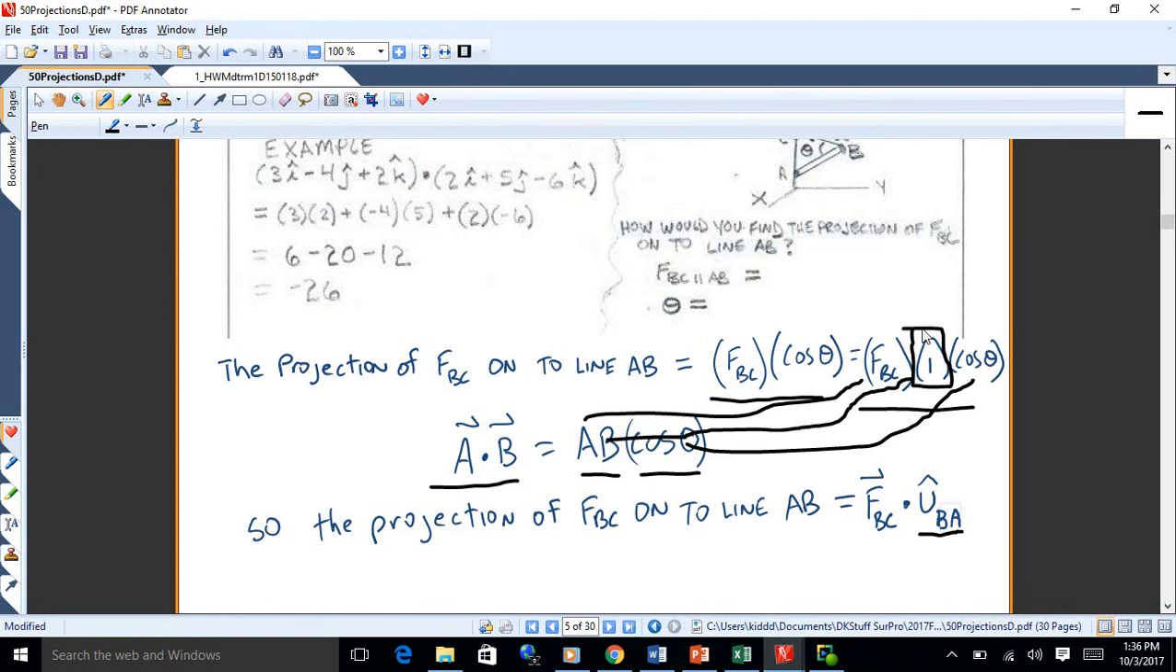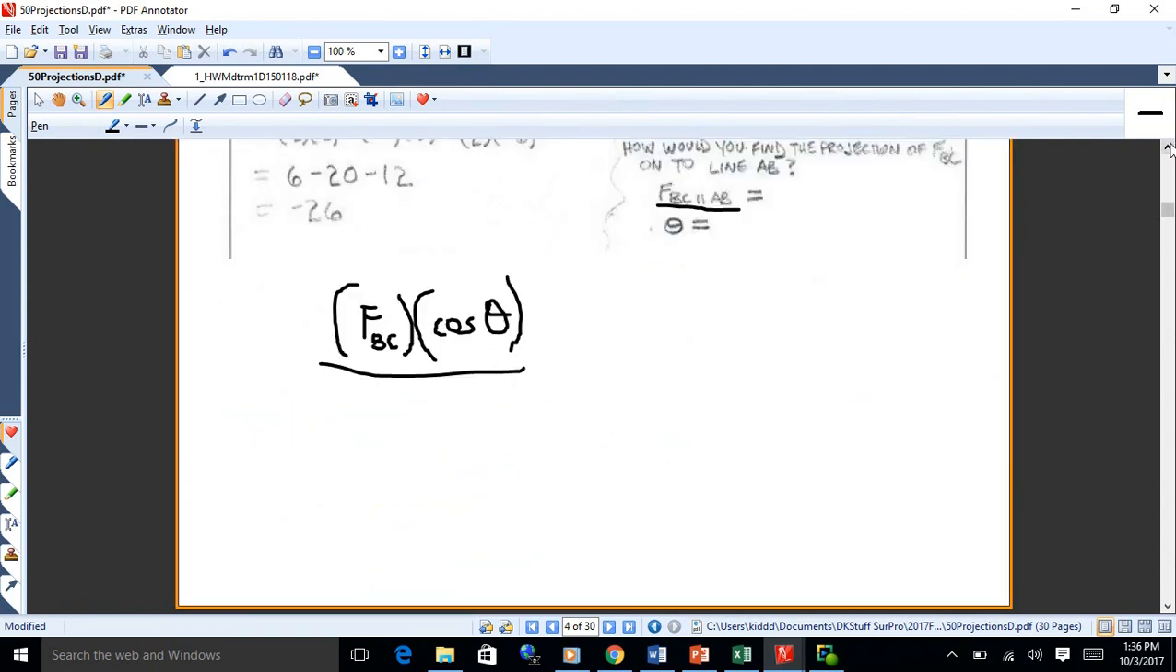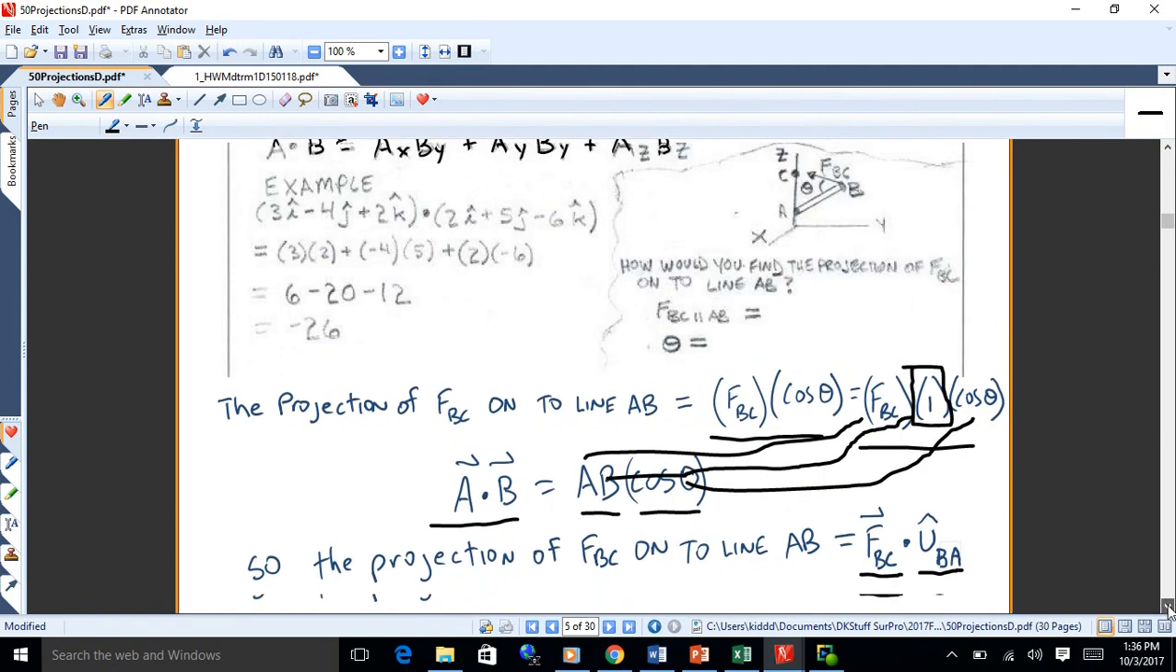So I need a unit vector for the line. Not the full vector, but the unit vector, okay? So that's the operation for finding a projection. All right, so it's going to be the force vector dotted with the unit direction vector. So are we okay with that? Okay.